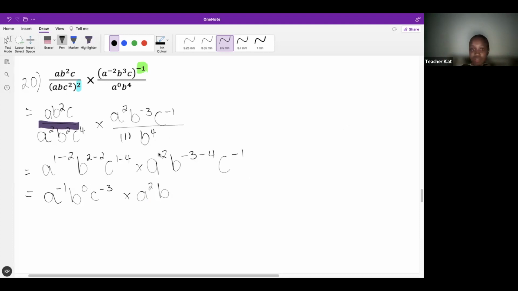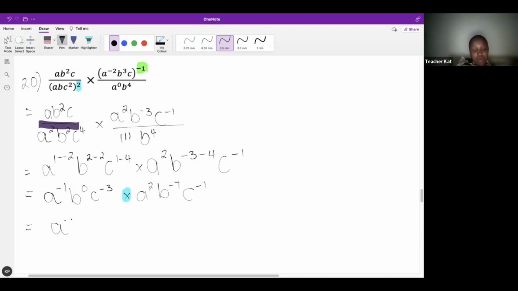B to the power of negative 3 minus 4. What's negative 3 minus 4? Nice, negative 7. And c to the power of negative 1. And now we are on our final step where we are multiplying. So what am I going to do with my exponents? I'm going to add them.